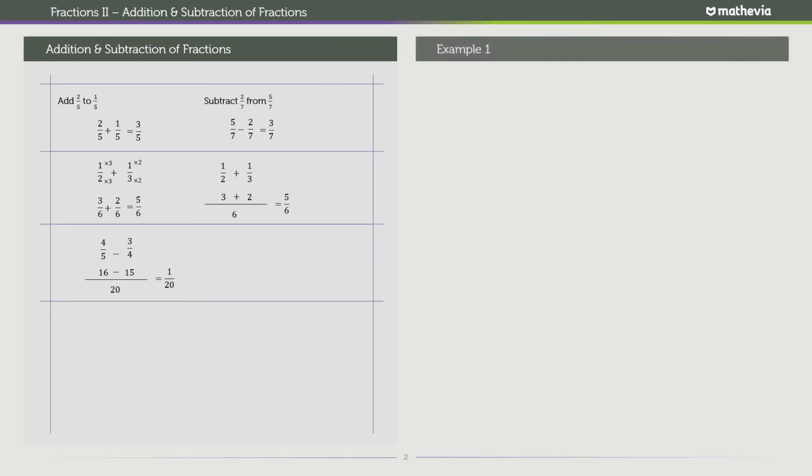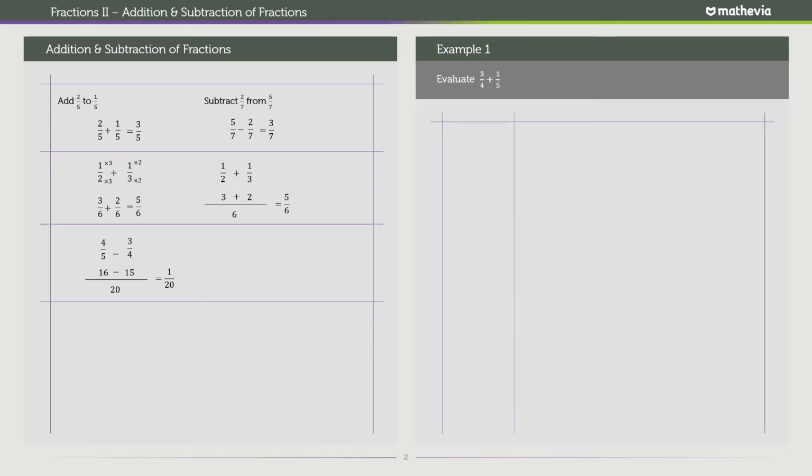Now let's do a few examples. Okay, so example 1. Example 1 says evaluate 3 over 4 plus 1 over 5. Very simple. 3 over 4 plus 1 over 5. And all we need to do here is find a common denominator.